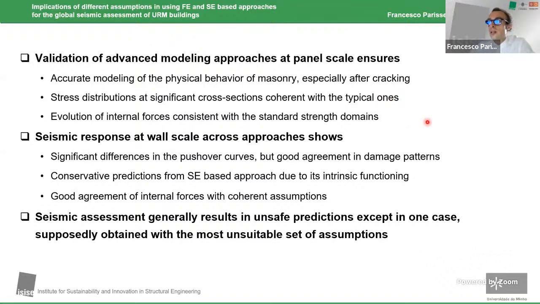For what concerns the seismic response at wall scale across different approaches, our numerical investigation shows that there are significant differences in the pushover curves, but there is a good agreement in the damage pattern, at least between the models. There is also a good agreement of internal forces if we use coherent assumptions. And we verified also that the structural element approach gives the most conservative prediction if the assumptions are not completely unsuitable. For the seismic assessment, it generally results in unsafe predictions, except in one case, which is supposedly obtained with the most unsuitable set of assumptions.